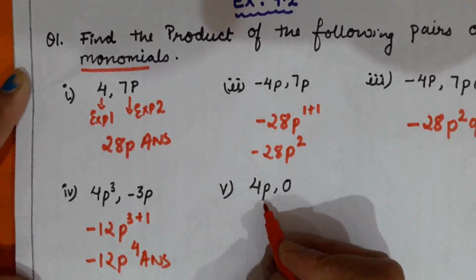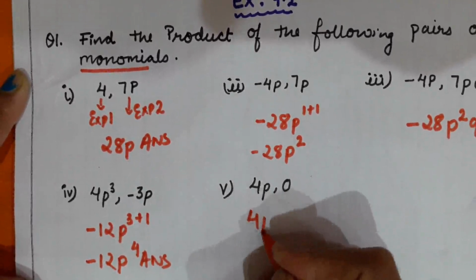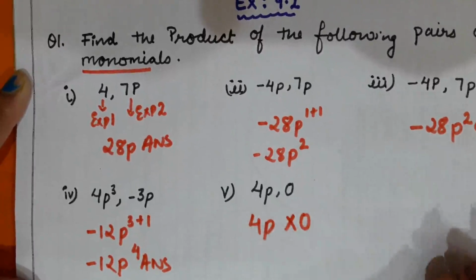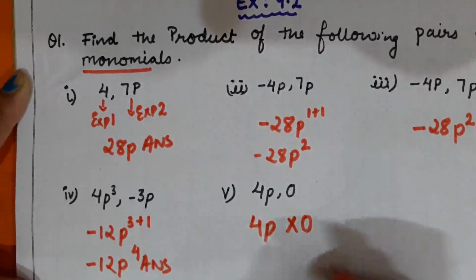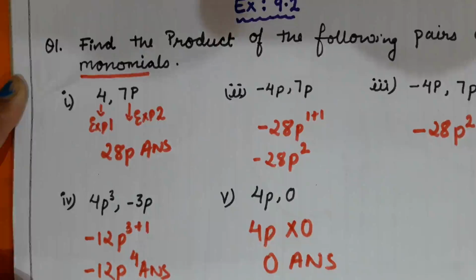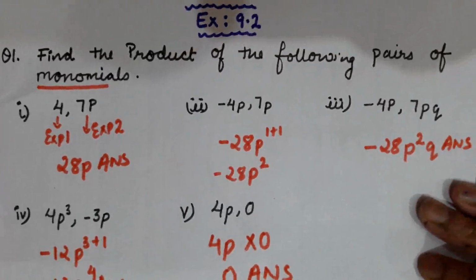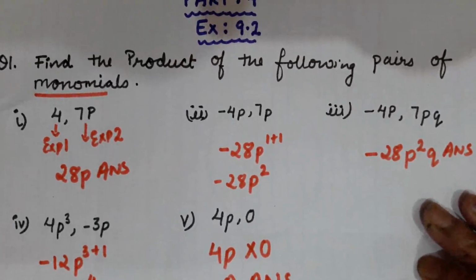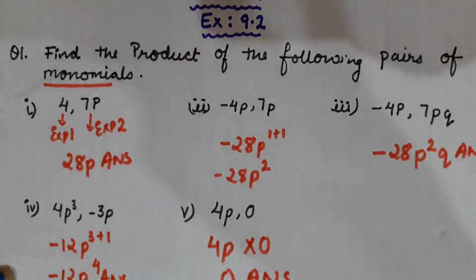Now 4p and 0. 4p multiplied by 0. Anything which is multiplied by 0 always gives 0. So the answer will be 0. So with this, question number 1 from exercise 9.2 is complete. Let's move to the next question.